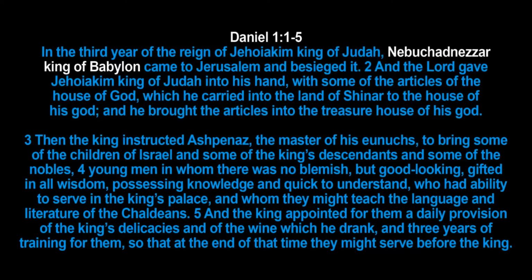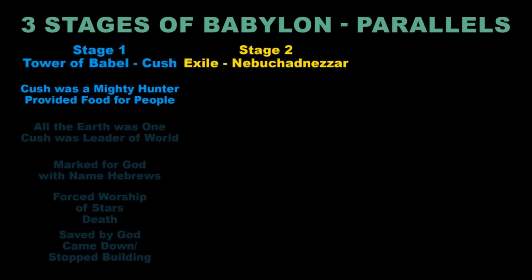And note this: the king appointed for them a daily provision of the king's delicacies. Now this story goes on to say that Daniel refuses to defile himself with the king's food and survives on vegetables. By the way, this is where the Daniel diet comes from. But if you go back to our parallels, we could say that Nebuchadnezzar provided food, which matches the interpretation that Cush, being a mighty hunter, meaning great in stature, was also providing food for the people. You see how this fits?